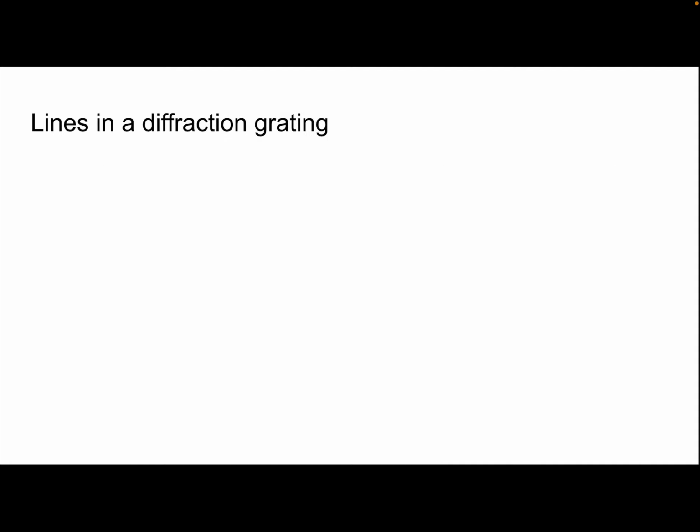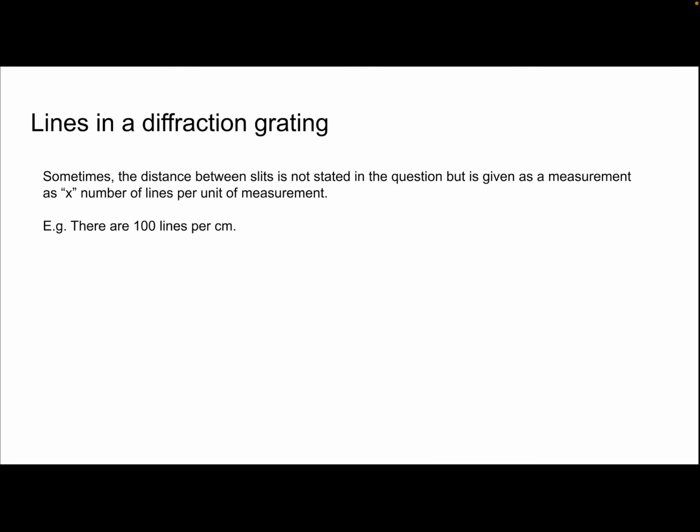All right. So, lines in the diffraction grating. Sometimes the distance between slits is not stated in the question for a diffraction grating, but it's given as a measurement, usually as x number of lines per unit of measurement. For example, you might expect the question to say the distance between the slits is 3 millimeters, but usually they will say there are 100 lines per centimeter. Simply, this means there are 100 slits per centimeter, and you have to use a formula to find the distance between those slits.